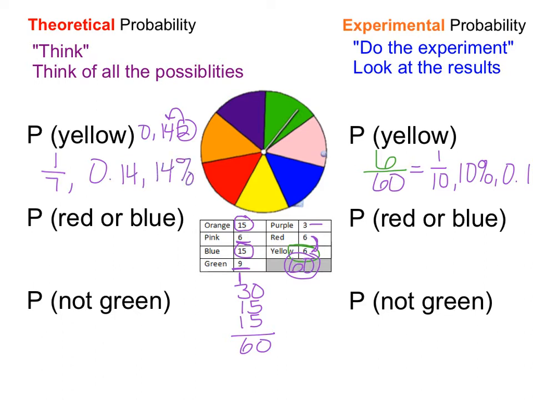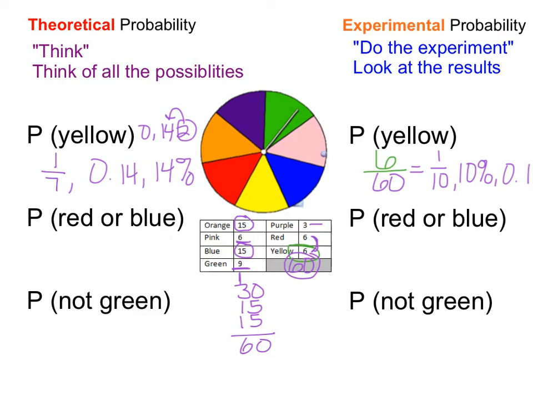So notice that my probabilities are different. I just thought about what I could get for yellow, and there's only 1 out of the 7 spots on the spinner. So this is theoretical. I'm thinking about it. Whereas over here, it was 6 out of 60 because I actually did the experiment, and I looked at the results here in the chart. The yellow was spun 6 times out of the 60. So 6 divided by 60 is 10%.